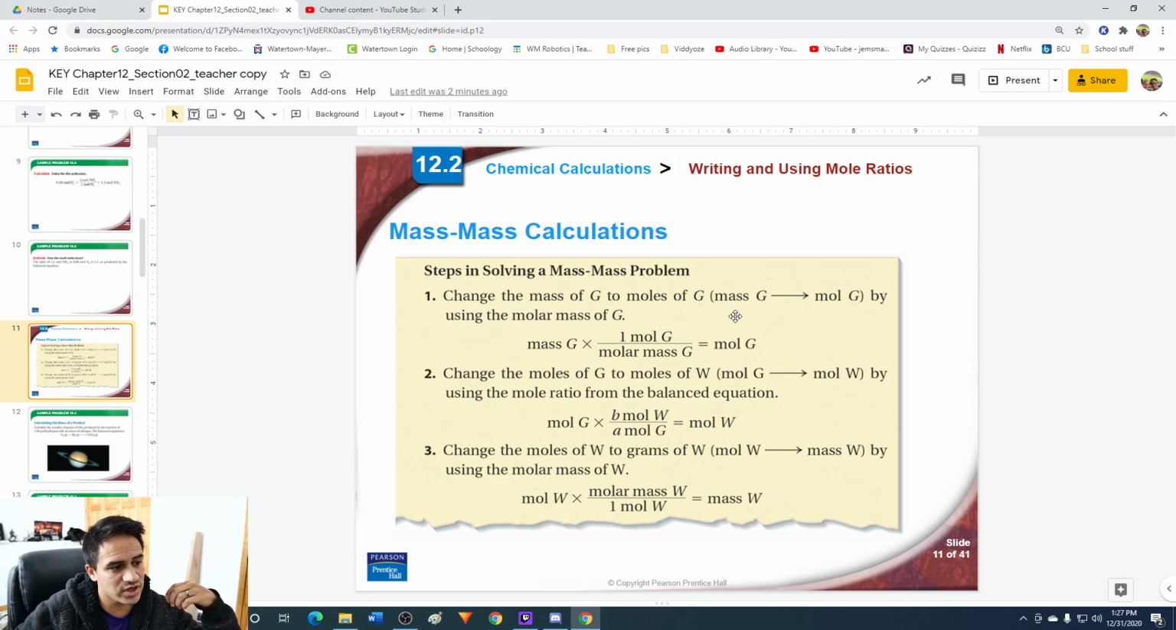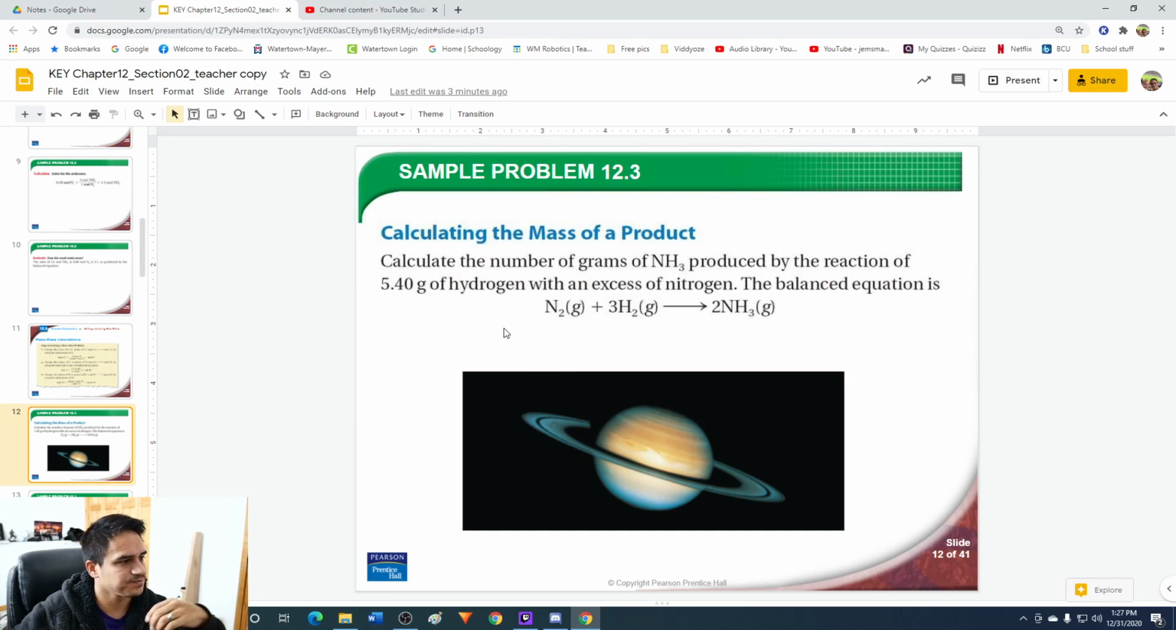Okay? So step one, convert into moles. Step two, convert from moles of one thing to moles of another thing using the coefficients in the reaction. Step three, convert back from moles into whatever unit that they want you to find. All right, so let's take a look at some example problems here where we'll break down this process.